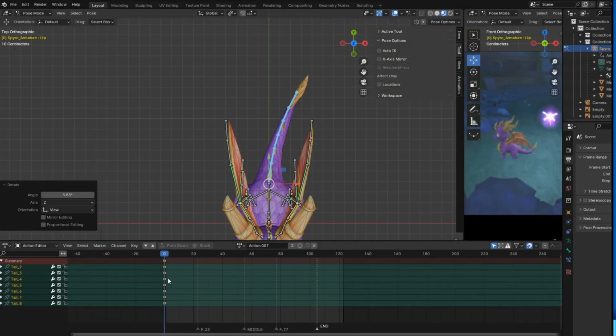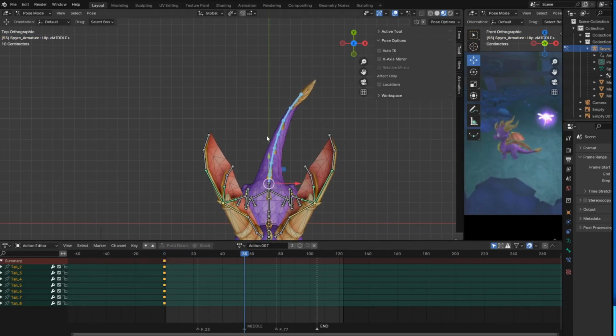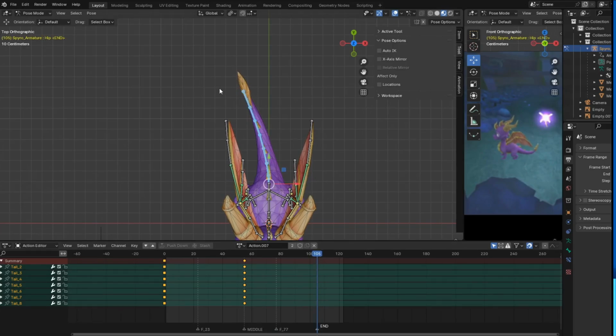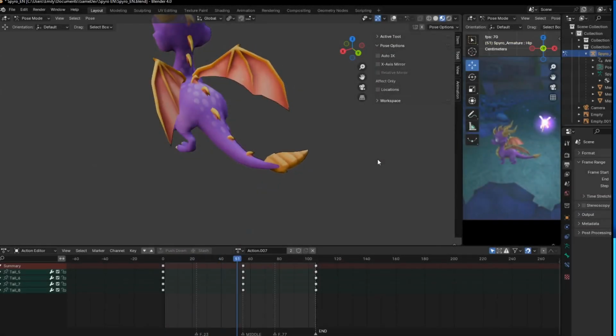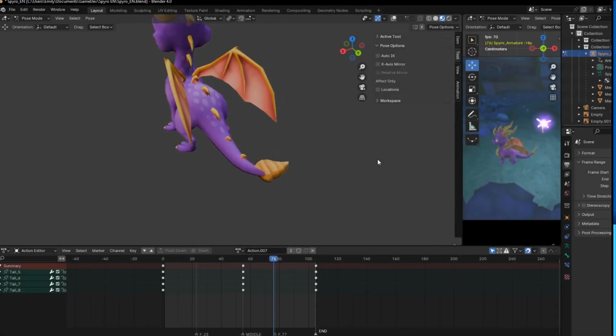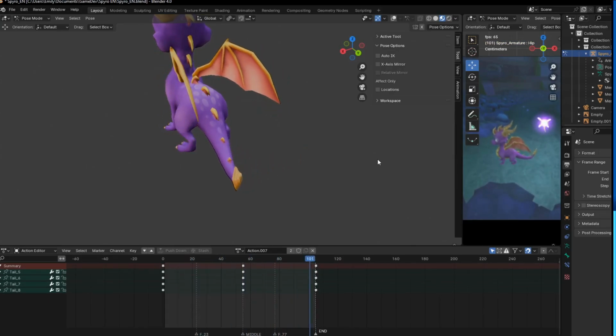Animating the tail was pretty easy. I set the starting frame to have all of the bones curved to the right, and then I copied my pose, moved the scrubber, pasted the pose in about the middle, mirrored it, and then I copied the starting pose again and pasted it at the end of the animation cycle. This does create a loop, but it looks really stiff in comparison to the original animation.